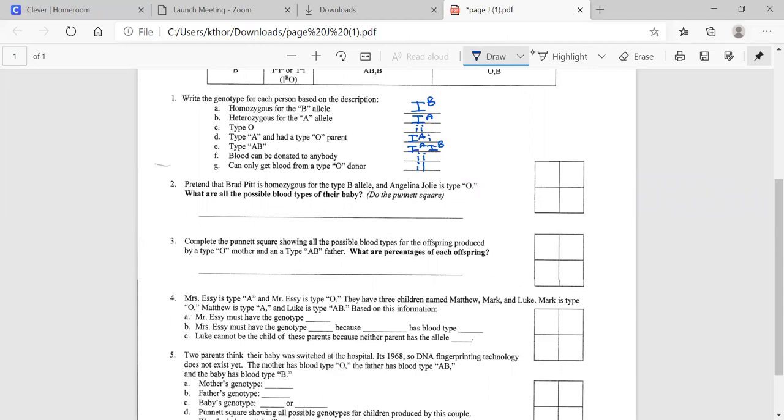All right, pretend that Brad Pitt is homozygous for the type B allele. And Angelina Jolie, oh, this was made when they were married. They're divorced now. So here's Brad. And Angelina Jolie is type O. What are the possibilities of their blood types? So they're all going to be the same.